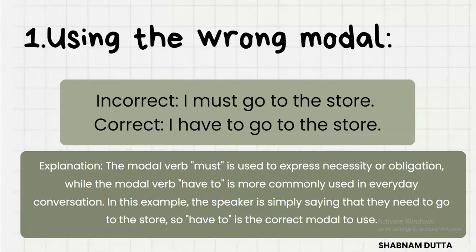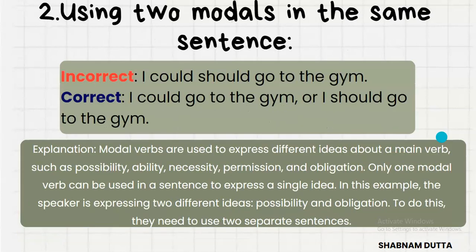The first common mistake is using the wrong modal. This can happen when you are not sure which modal verb to use for the meaning you want to express. For example, you might say, I must go to the store instead of I have to go to the store. Do you remember we discussed the usages of these modal verbs in the previous episodes? The modal verb must is used to express necessity or obligation, while the modal verb have to is more commonly used in everyday conversation.